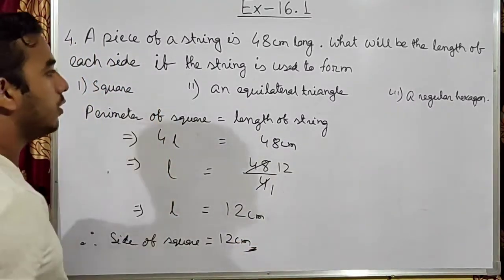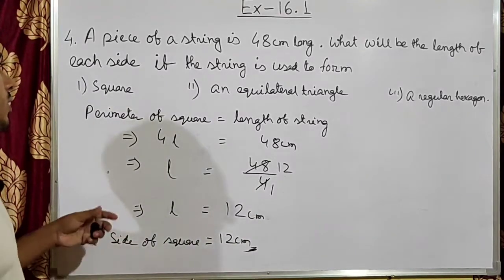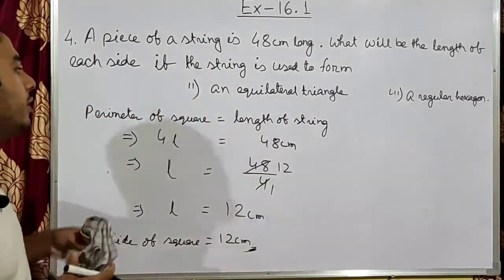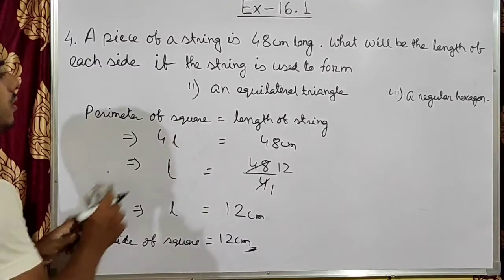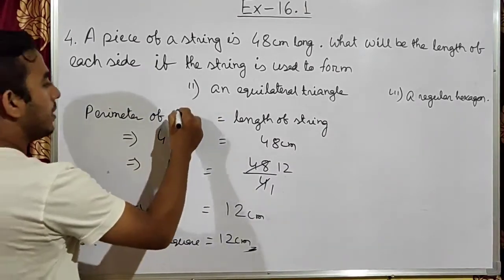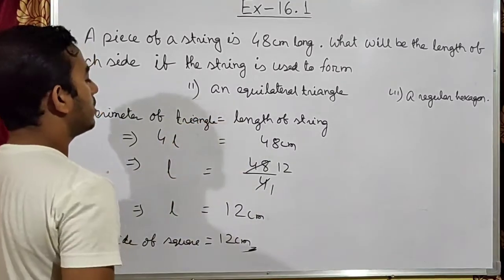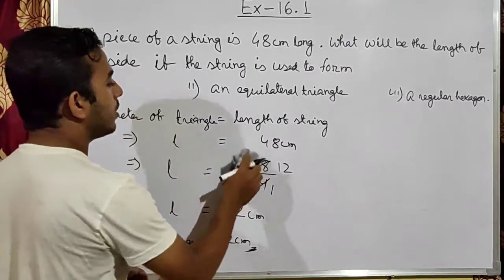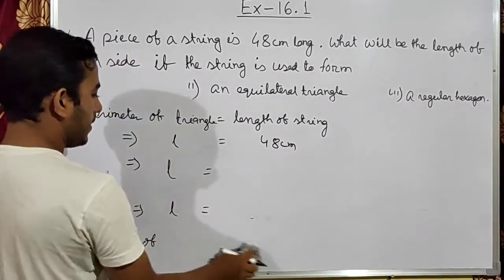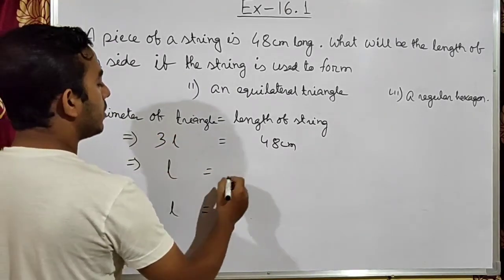Now let's do our second one, that is an equilateral triangle. So we'll write number 2, an equilateral triangle. Then we'll write perimeter of triangle equals length of string. Now perimeter of triangle formula is what? Perimeter of triangle, it is 3L, right? Equilateral triangle. So we'll write 3L equals 48.